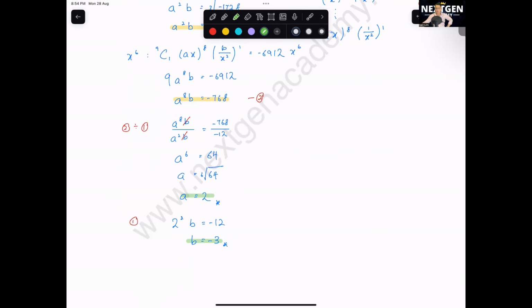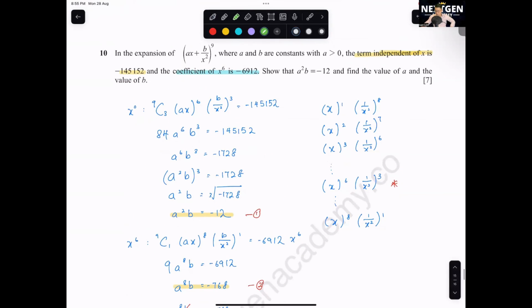Coefficient means they want the term. No, coefficient means the number in front of the term. Term means like the x to the power of 6, it means the term. Coefficient means like in 5x to the power of 6, the 5 means coefficient. So you see, look at the sentence. They say the coefficient of x to the power of 6. That means this is negative 6912 x to the power of 6. Make sense?